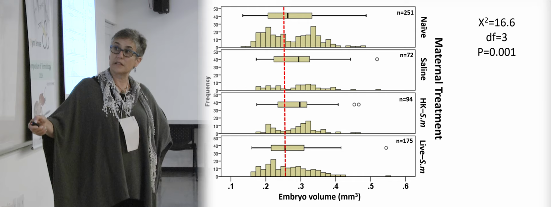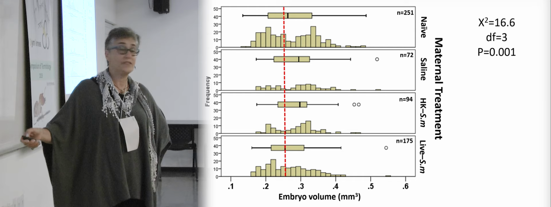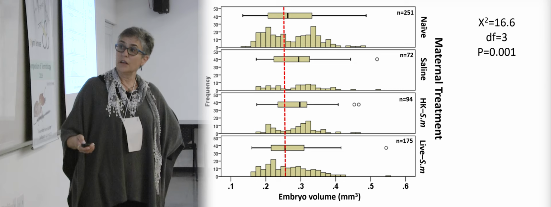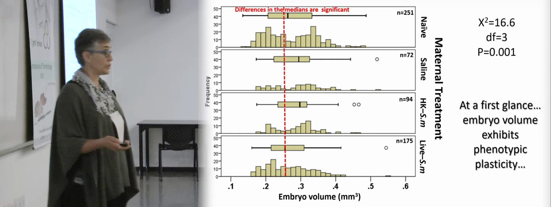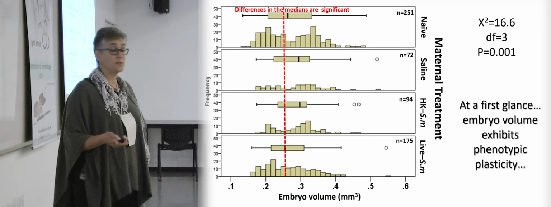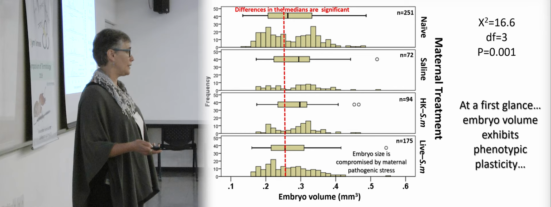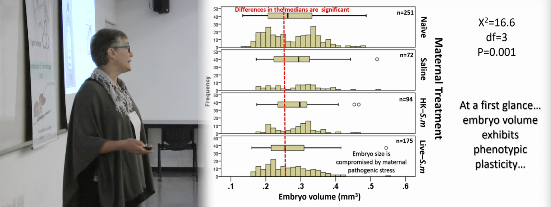What you can see just by looking is that the median of the eggs from the live Serratia-injected mothers is smaller. So these eggs look like their volume is a little bit lower than everybody else's. At first glance, embryo volume seems to exhibit phenotypic plasticity, because the eggs are smaller when mothers got the live Serratia treatment. So embryo size seems to be compromised by maternal treatment. But remember that embryo size may be influenced not only by pathogens but by a lot of other things, so we really needed to control for other variables in the model.